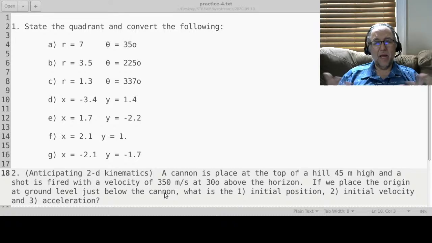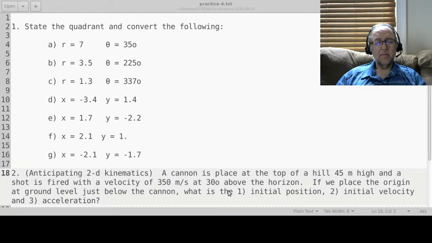And you might wonder, well, why are we doing this? This just looks like plain old math. The second question kind of shows you why you need vectors, because I have a situation there which is a two-dimensional kinematic problem, and I'm going to ask you for the initial position, initial velocity, and so on. And I'm going to argue that there's no way you can specify the initial position with just one number. You'll need two numbers.